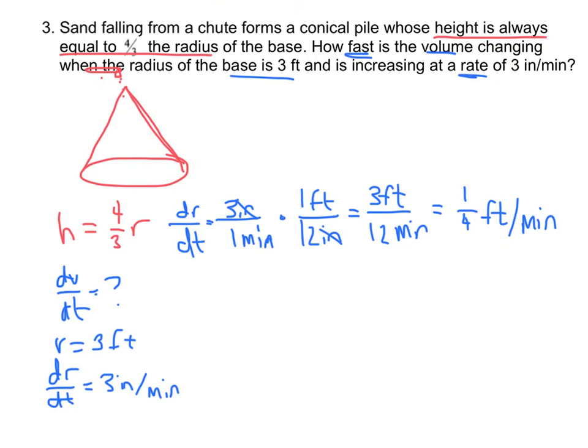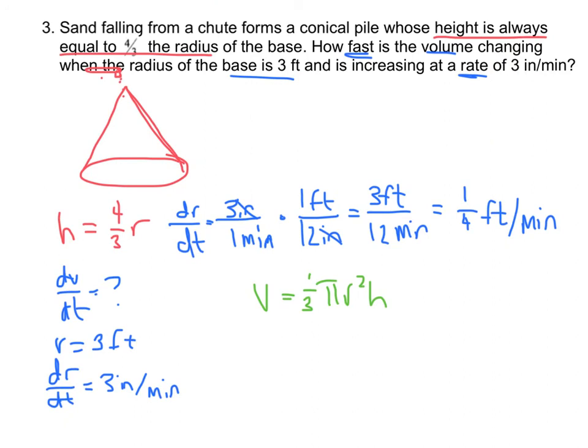Okay, so now I have all this information. I've kind of unpacked everything that I know. And so I'm ready to go ahead and try and find the dV/dt. All right, so I want to go ahead and grab the formula for volume. So volume is equal to 1/3 pi r squared h.